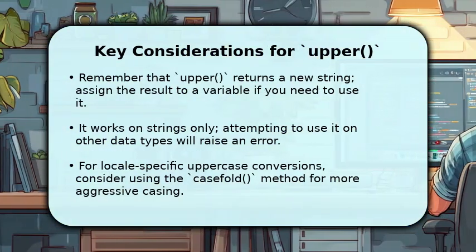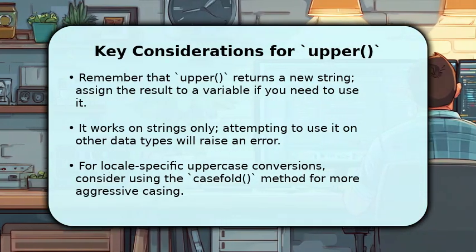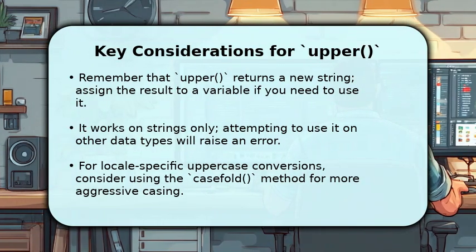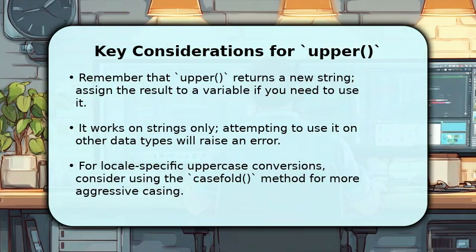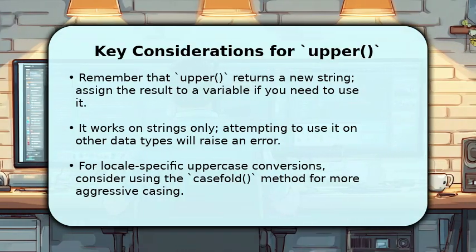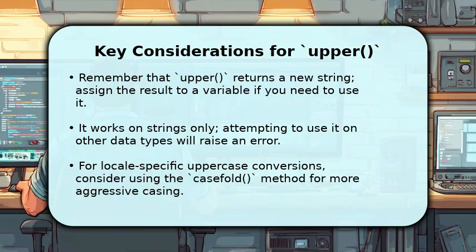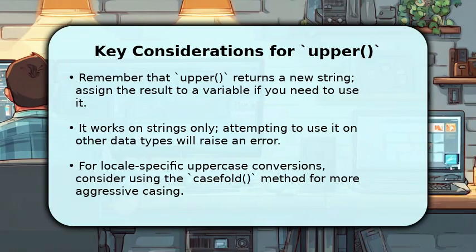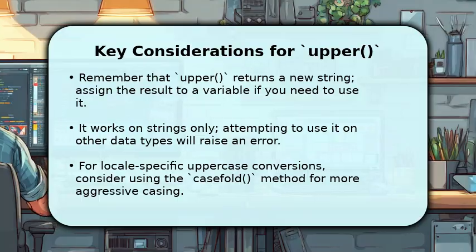When working with upper, there are a few important considerations to keep in mind. Since it returns a new string, always remember to assign the result to a variable if you intend to use the uppercase version later in your code. Attempting to use upper on non-string data types, such as numbers or lists, will result in a type error, so ensure your input is always a string. For more aggressive, locale-independent casing, especially when dealing with international characters, consider exploring the casefold method, which can be even more comprehensive.